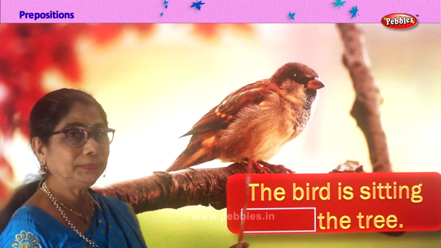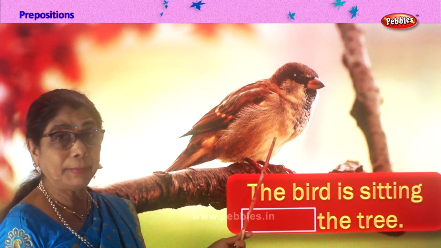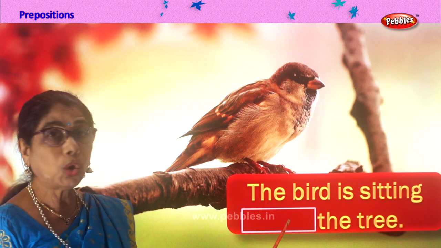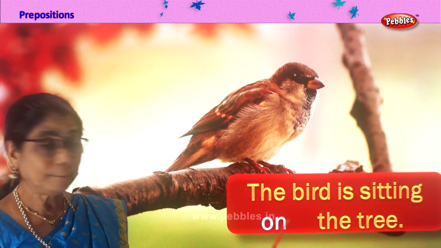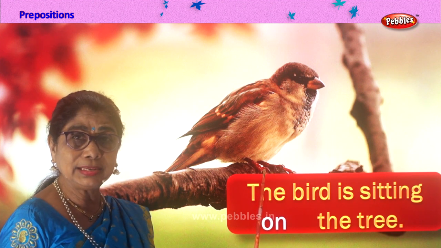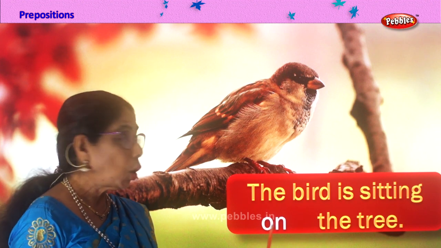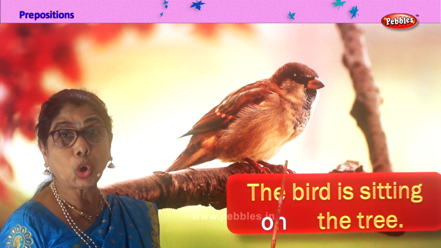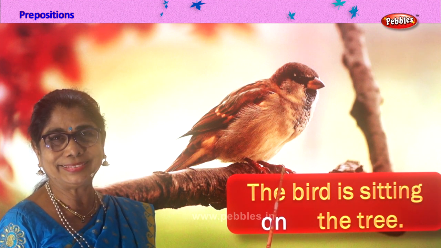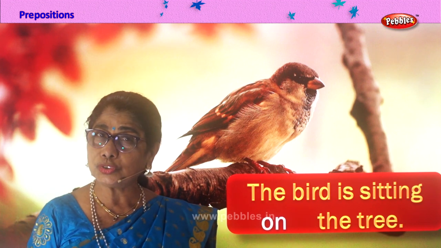What do we see here? A bird. Yes. Where is the bird sitting? The bird is sitting on the tree. On. Look at the tree here. On the branch is where it is sitting. Where is the bird sitting? The bird is sitting on the tree. On the branch, on the tree. So on is the preposition. Are you enjoying? Shall we take another picture?